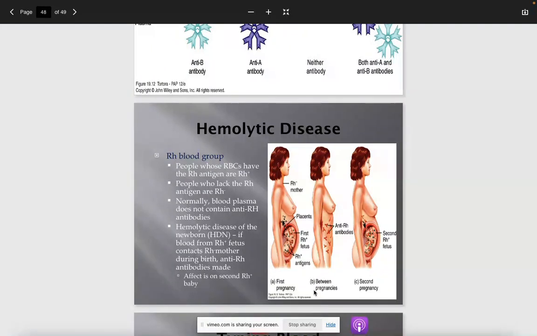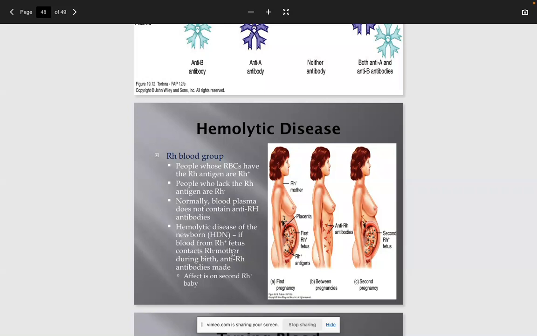So this is describing something called hemolytic disease of the newborn. People whose red blood cells have the Rh antigen are Rh positive. We just said that. People who lack the Rh antigen are Rh negative. Hemolytic disease of the newborn is a disease in which the mom is Rh negative and the baby is Rh positive. The baby has the Rh antigen, the rhesus antigen present, but the mom's Rh negative. Okay, the mom is Rh negative; she doesn't have it.